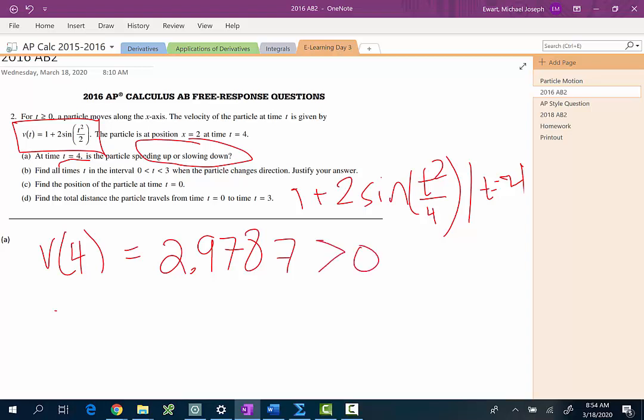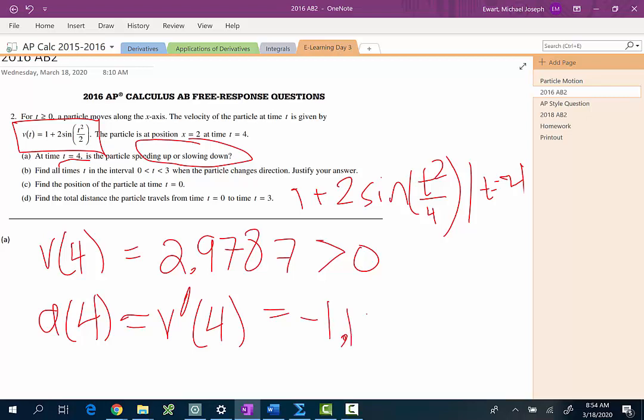Then we want acceleration at 4. I'm going to write a of 4. It's good practice to write how it connects to what they gave us, right? They didn't give us an a of 4. So acceleration is equal to the derivative of v at 4. You don't have to write both, but it does really show the reader, the grader, that you know what you're doing. So that's negative 1.1640, and that's less than 0.